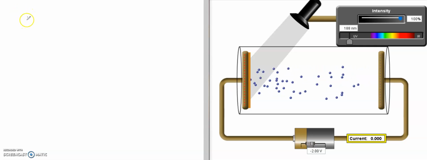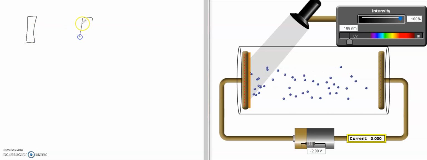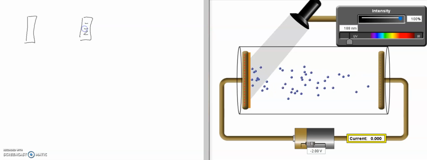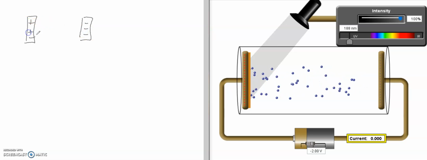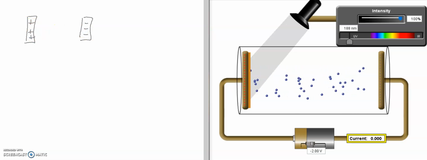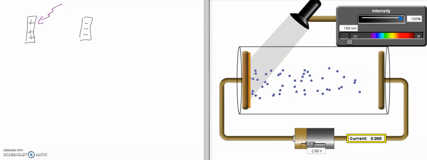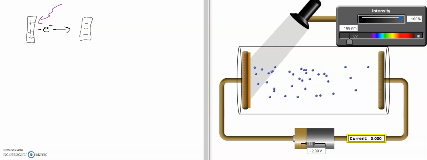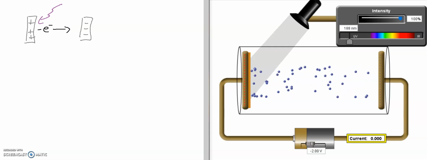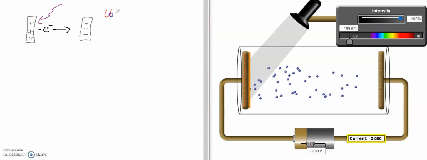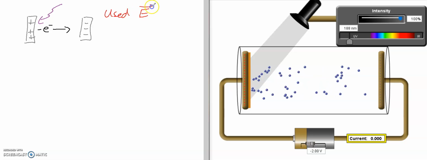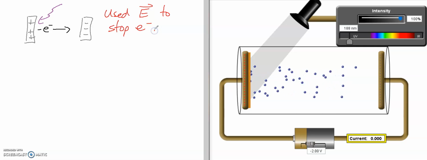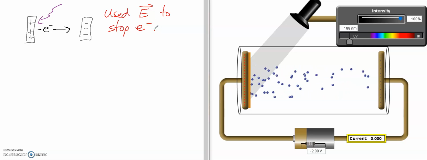Now, you've got the two plates, something like this. You charge this one negative, and you charge this one positive. We've got the photon coming in, and the electron fires across, but the electron doesn't make it. So what he did is Einstein actually used an electric field in order to stop the electrons. Okay, he used an electric field.